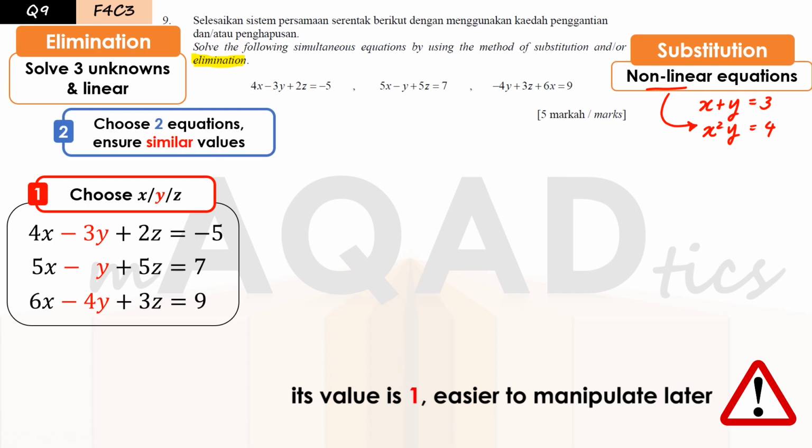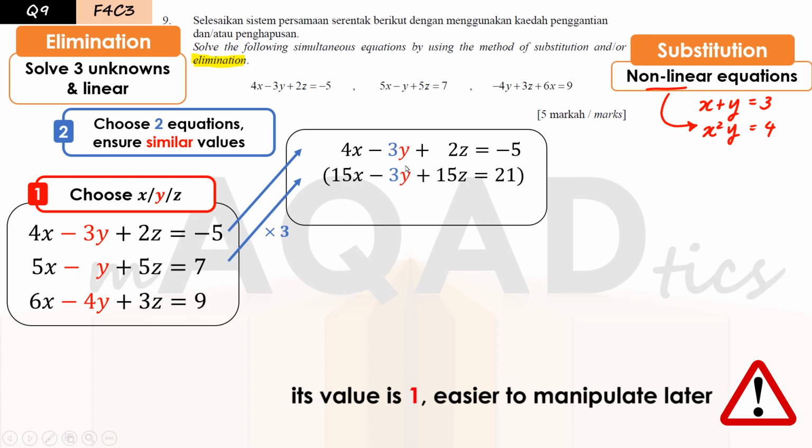So step 2 is actually to choose two equations and to make sure they have similar values. Right, so let's say I choose the first two equations, and I want to make sure the values of y are the same, meaning that for the second equation, I need to multiply by 3. Right? So multiplying by 3 here will become negative 3y. And also the entire equation, we need to multiply by 3 as well.